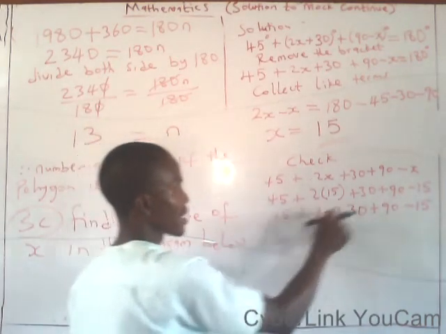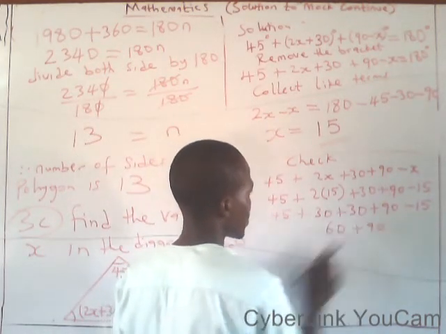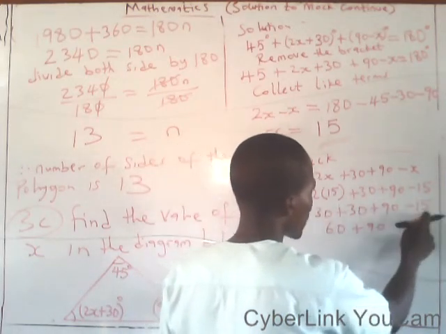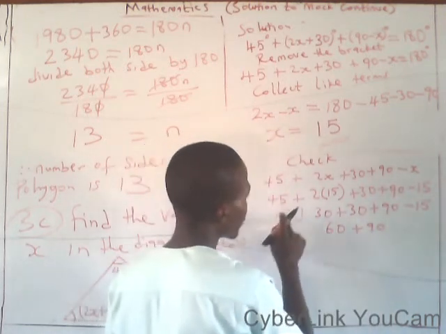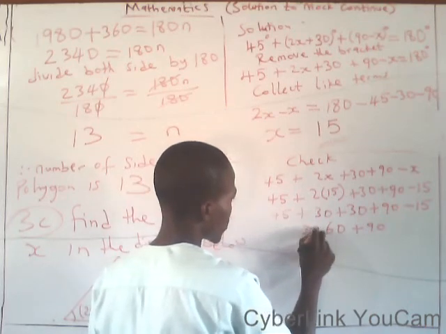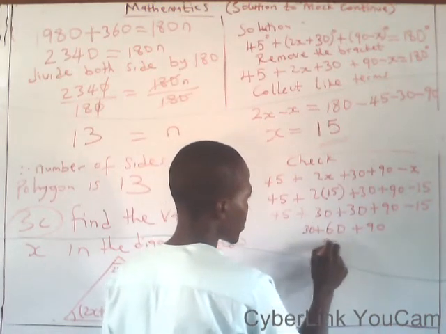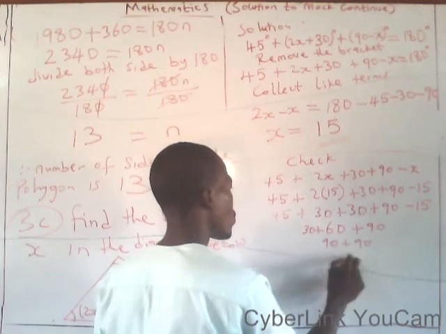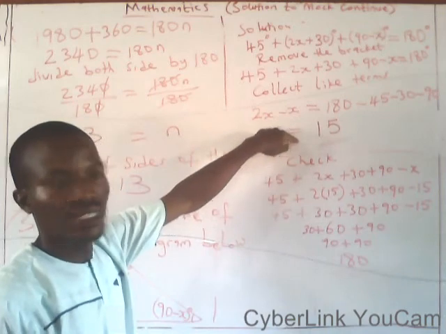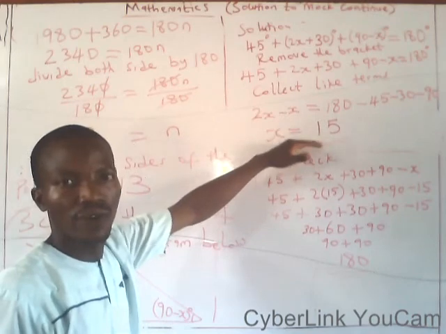Now this is 30 and this is 30. This is what? 60 plus 90. 45 plus 45 minus 15. That will give us what? If you minus 15 from 45, this will give us what? 30 plus... now 30 plus 60 is what? 90. 90 plus 90 is what? That is 180. That means our value for x that we arrived at here is what? Is the correct value for x.